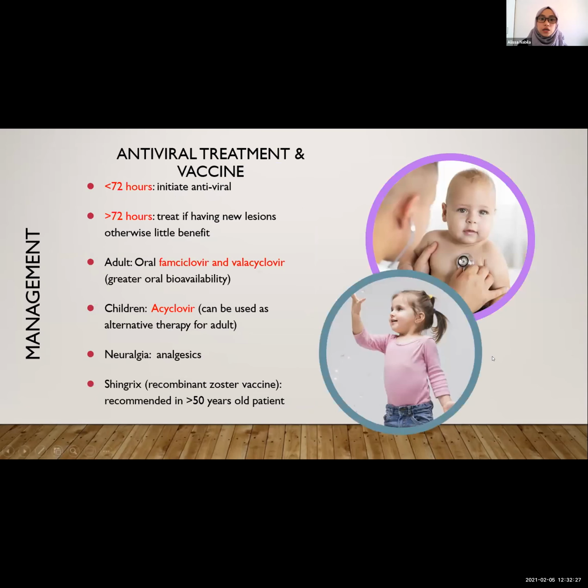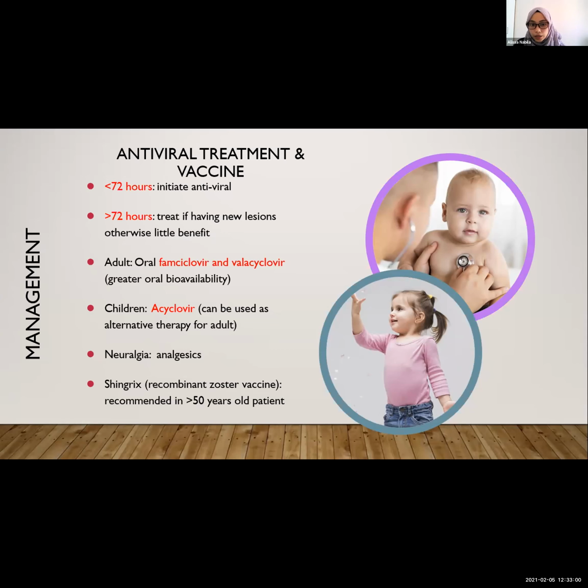Okay, for management, usually when the acute eruptive phase occurs within 72 hours, we can initiate antiviral treatment to accelerate cutaneous healing. But if it occurs for more than 72 hours, we just give it if we see new lesions developing. Because usually, if we still give it, it gives little benefit because it will resolve spontaneously. And then in adults, we can give oral valacyclovir or famciclovir due to greater oral bioavailability. And in children, we can give acyclovir.